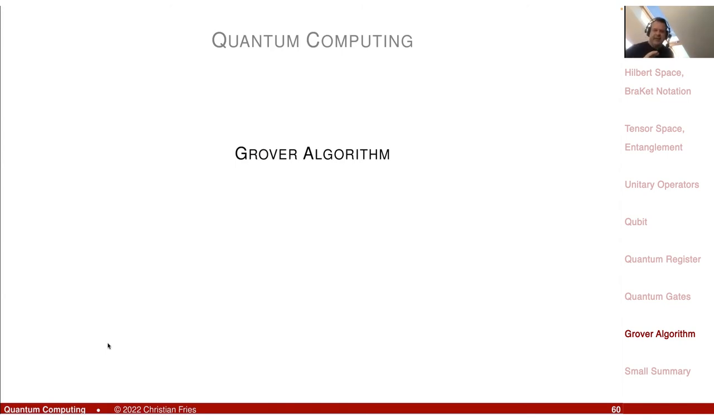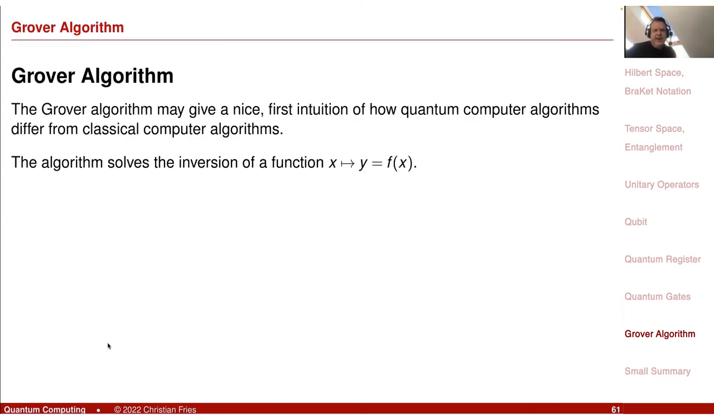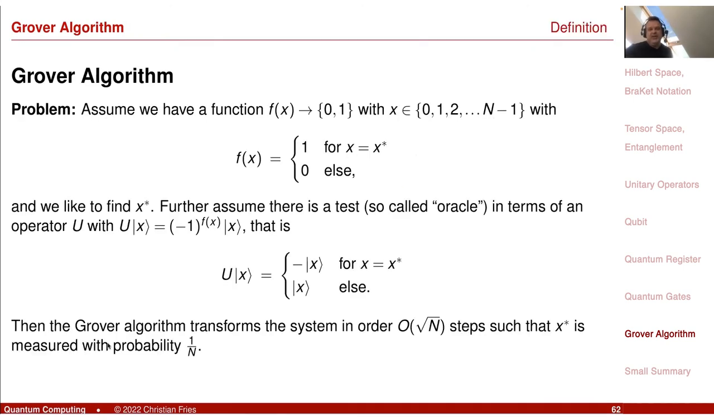But this is a very nice example, because almost all things that give you the essence of a quantum computing algorithm are already in here. The Grover algorithm is a nice way to get a first intuition, and it solves the problem of inverting a function. Well, that's maybe a little bit much, because the problem we would like to solve now is much simplified. I consider only a function that maps a value to either 0 or 1. So the arguments come from 0 to n minus 1.